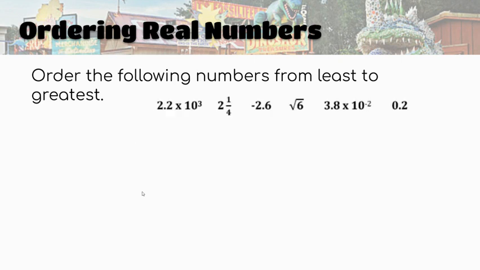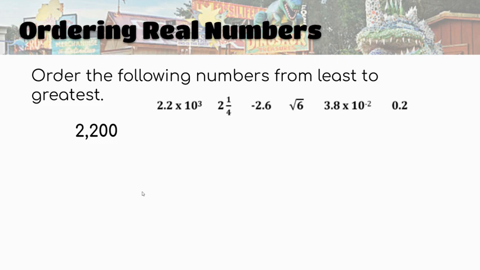Here we have a hodgepodge of numbers. We have scientific notation, fractions, decimals, square roots, all of the good things. So we're going to convert all scientific notation numbers to standard form. We're going to make all of the fractions, square roots, anything like that decimals, and then we'll be able to compare them. So 2.2 times 10 to the third, I'm going to move my decimal point 3 places to the right because the exponent is positive, so that's 2,200.